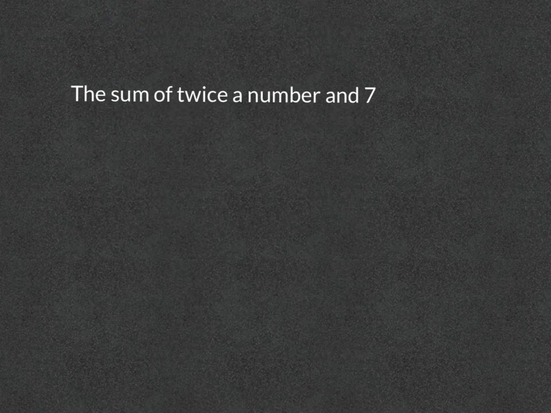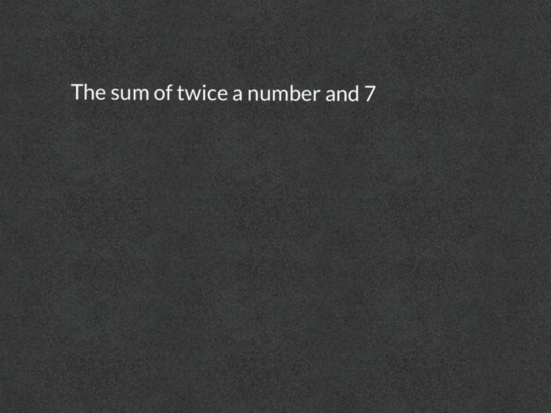The sum of twice a number and 7, okay? So the sum, what does sum mean? Sum means addition. And then what does twice mean? Multiplication. So twice a number, so 2 times n, and we know we don't need that multiplication symbol since we have a variable. So 2 times n, and then we want the sum of twice a number and 7. So that's how we would write that.